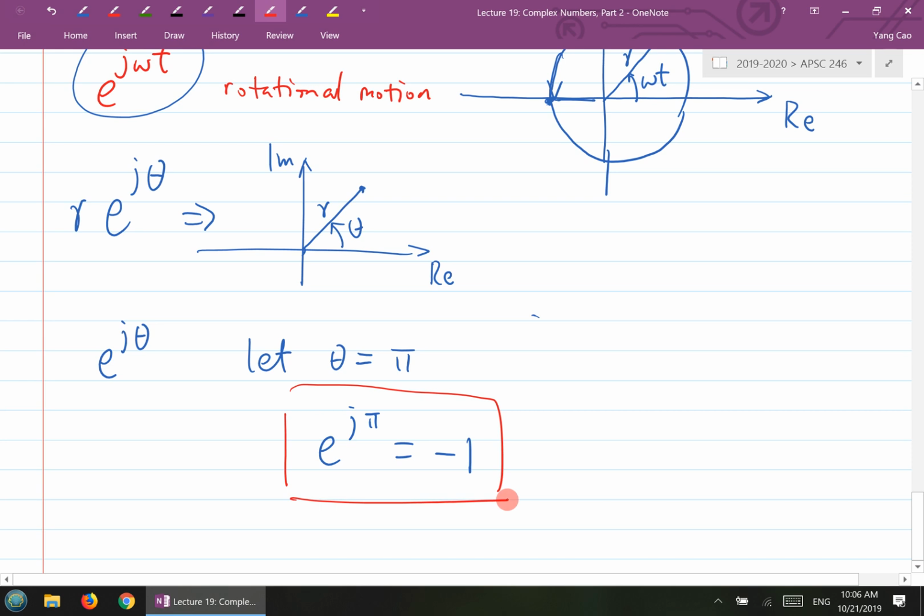Okay. This one is one of the most elegant equations in the world. Why is it so elegant? If you look at this equation here, what do you see? You see five important constants. Can you name the five important constants in this equation? What are the five important constants? Let me rewrite this one here, okay?